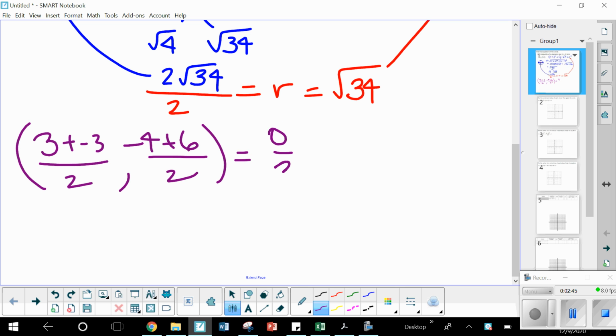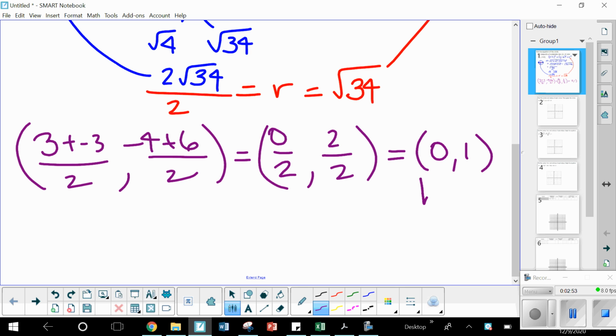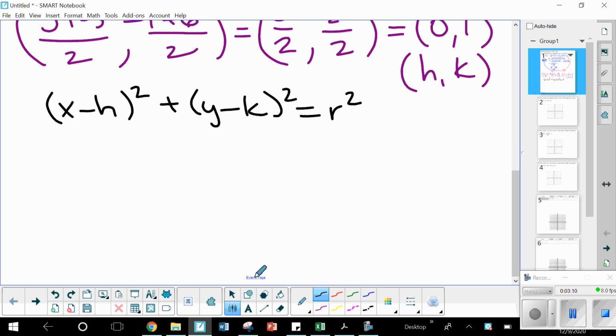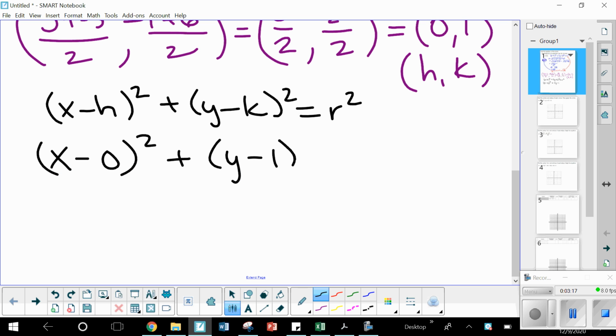And then clean that up. We get 0 over 2 and 2 over 2, which of course is going to turn into the point (0, 1). This is h and k. And now we can plug that in up above too. If you look at the equation we wrote down, it was (x minus h) squared plus (y minus k) squared is equal to r squared. Plugging in everything we know, h was 0, k was 1, and r was the square root of 34.